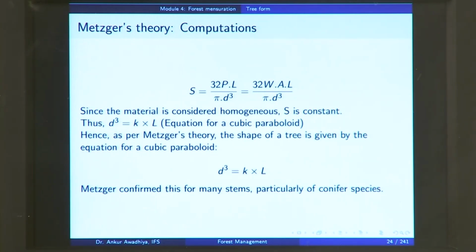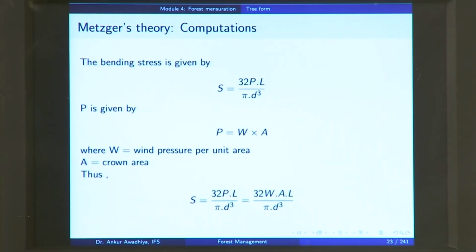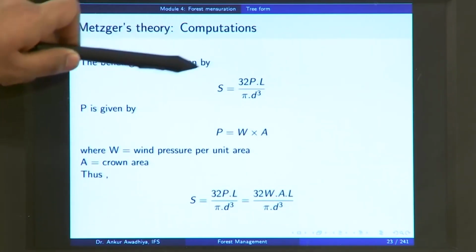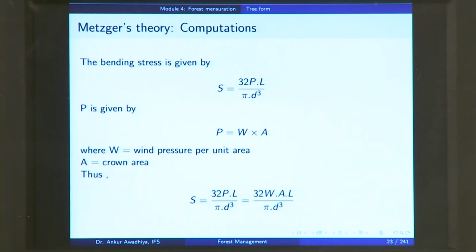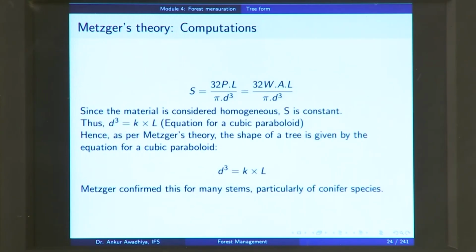Now, since the material is considered to be homogeneous, remember we said that the material is uniform, it does not change as we move along the tree. Since the material is uniform, S is constant, because the same amount of bending stress will be there at every point, because the tree is trying to deposit material in different places so that the amount of bending stress is the same at all the locations. So, S is a constant.